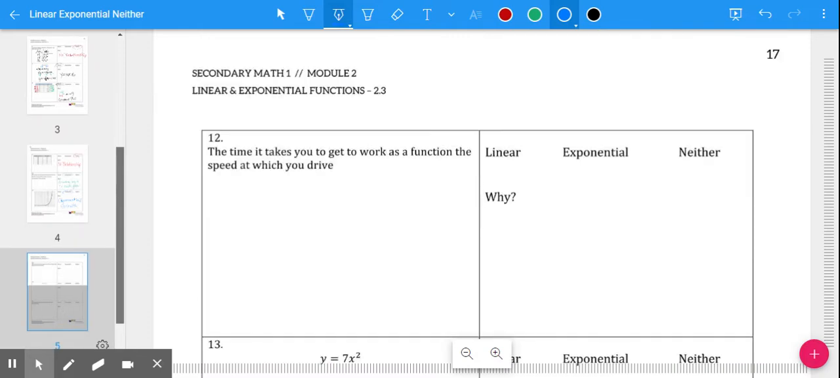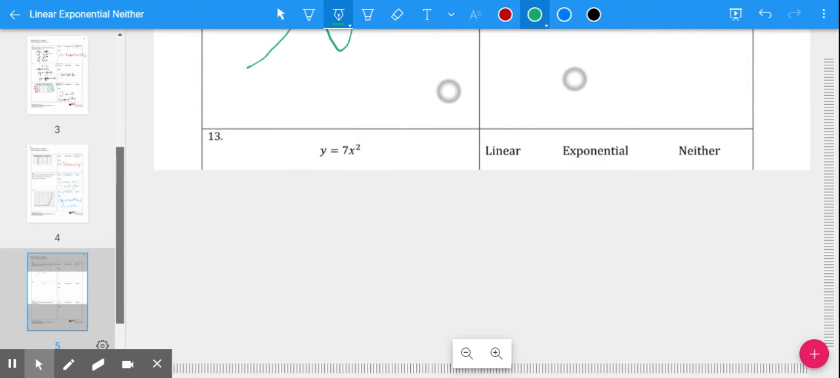On to the next page. It takes time to get to work as a function of the speed at which you drive. No one is driving the exact same speed the entire way to work. So your speed may increase and then decrease and then increase again and then decrease. So this one is neither. Your speed is not constant, nor is it growing at an exponential rate.